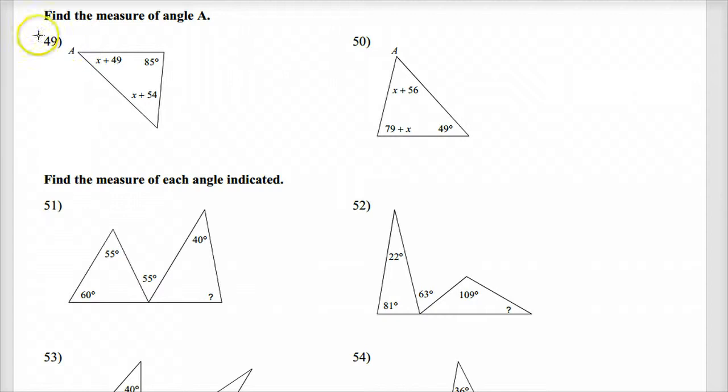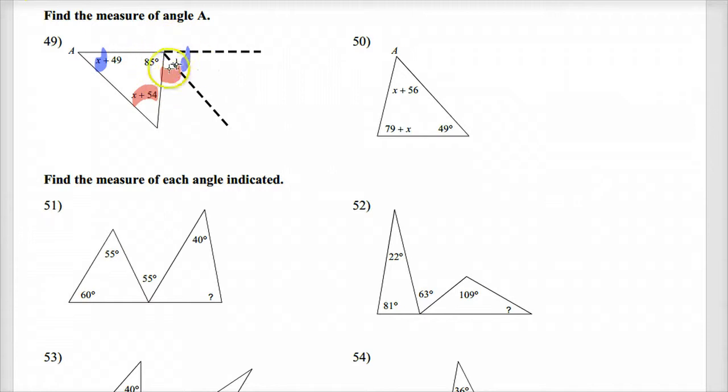All right, so first we got x plus 49. Nice little piece in there, and we can extend this parallel line out. And then the red one, x plus 54, is going to fit right there. And then I got red, blue, 85. All together adds up to 180.